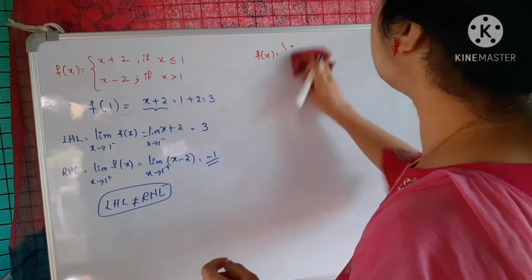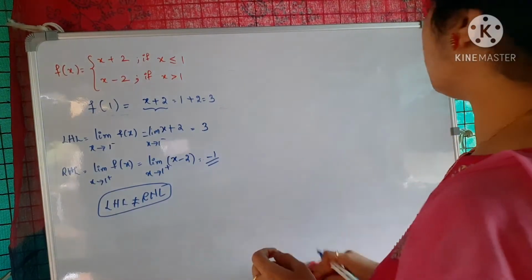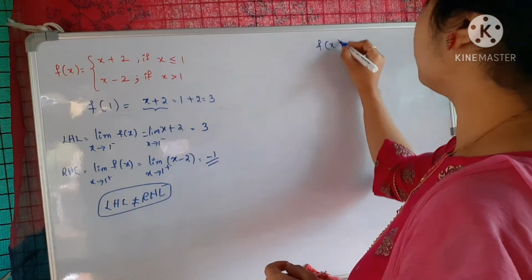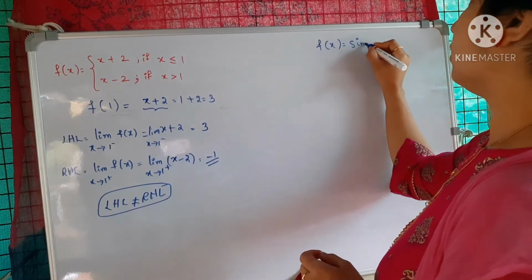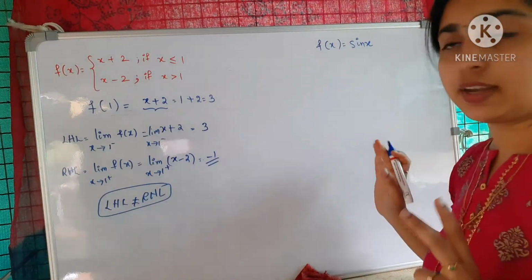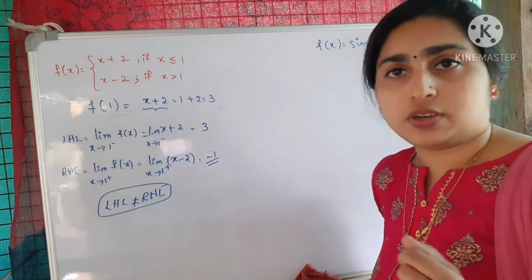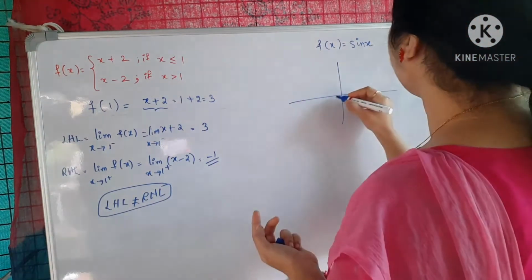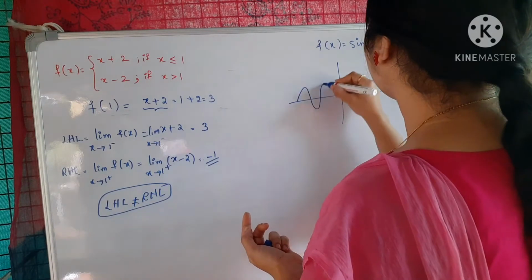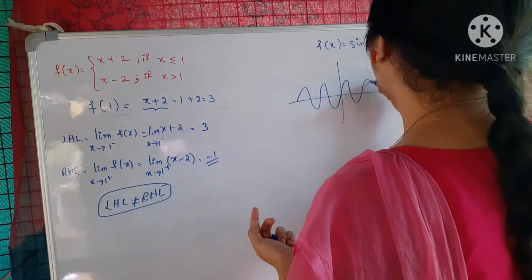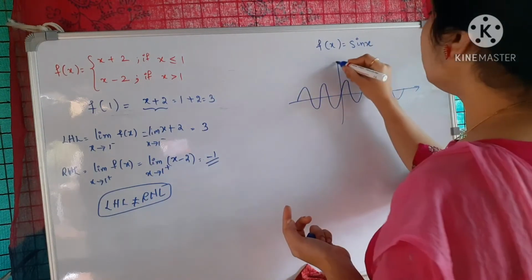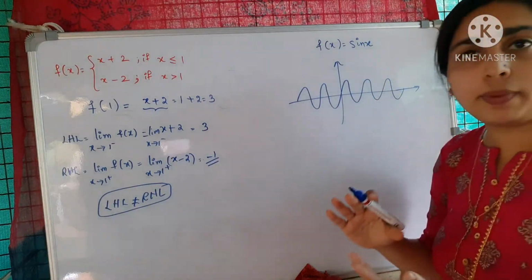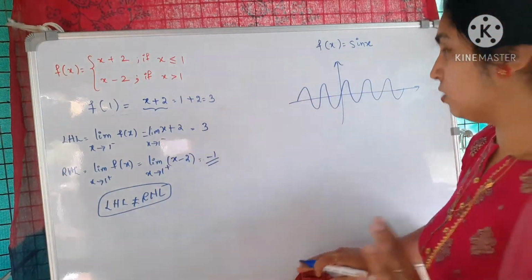Next, let us consider another one. f of x is equal to sin x. Is this a continuous function? Yes, obviously it is a continuous function, because you know how to draw that, right? So I can draw this graph without lifting my pen. So this function is continuous.